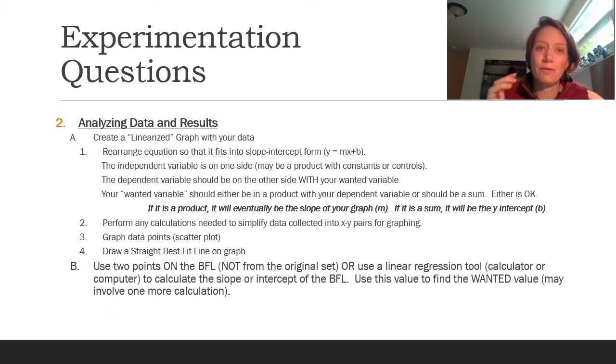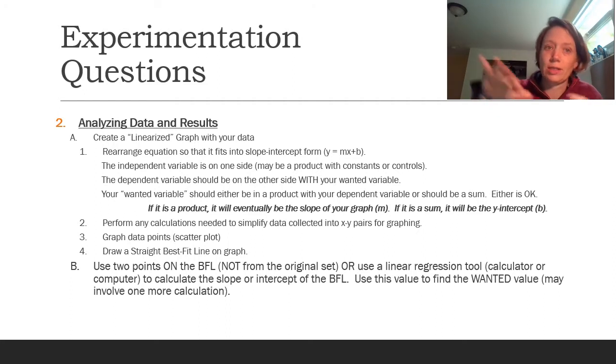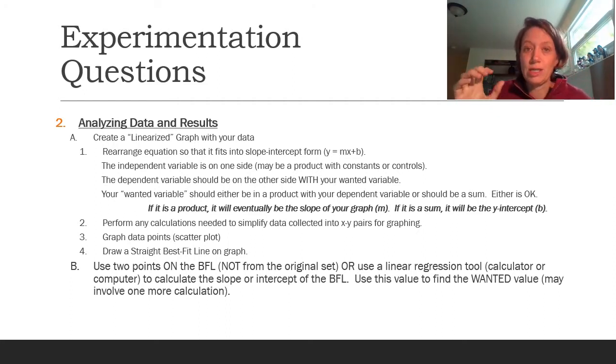We now have to just figure out, how does this graph actually give me the wanted value? And as we said, it's going to be one of two things once we've got our best fit line. Either your wanted value is somehow incorporated in the slope, so you want to take the slope of the graph, or it's going to be somehow in the B, which is the intercept of the graph. So you can pull those values right off the graph, either manually, finding the slope of the graph manually, or you can use some sort of linear regression tool. So your calculator does this automatically for you.